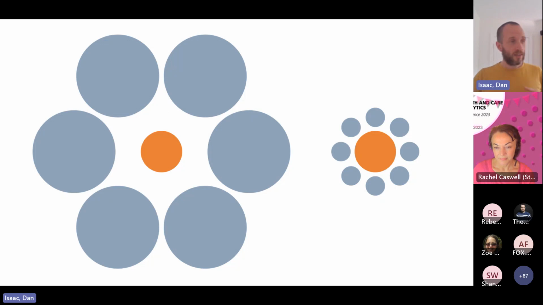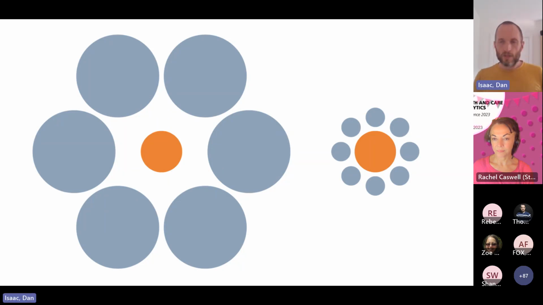I can tell you though, this is an optical illusion. Those two orange circles are exactly the same size. And you can put something straight up to your screen if you really don't believe me. But those two orange circles are exactly the same size. And it is the context in which they're presented which makes us believe that this one is bigger than this one, when the reality is they're the same size. This is known as the Ebbinghaus illusion.